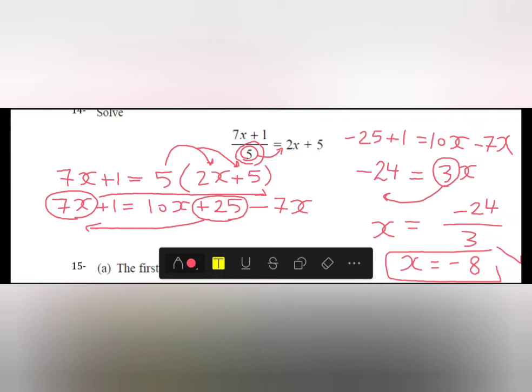So first thing we did, we took the 5 to the other side by multiplying. And then we expanded the 5 with this bracket. And we got these terms. And then we work out the terms together. We got negative 24 equals 3x. And then because the 3 is multiplied by the x, I took it to the other side by division. So negative 24 divided by 3 equals 8 in negative sign. And this is how you answer a question like this. Now let's move on to the next question.